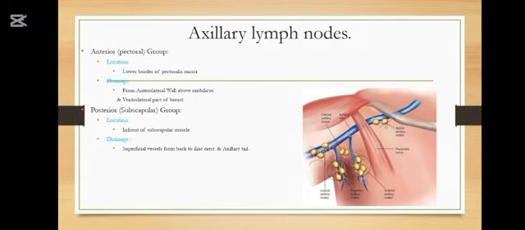The anterior group is also known as the pectoral group. It is present at the lower border of the pectoralis minor muscle. Its drainage area is the anterolateral abdominal wall above the umbilicus and the centrolateral part of the breast.